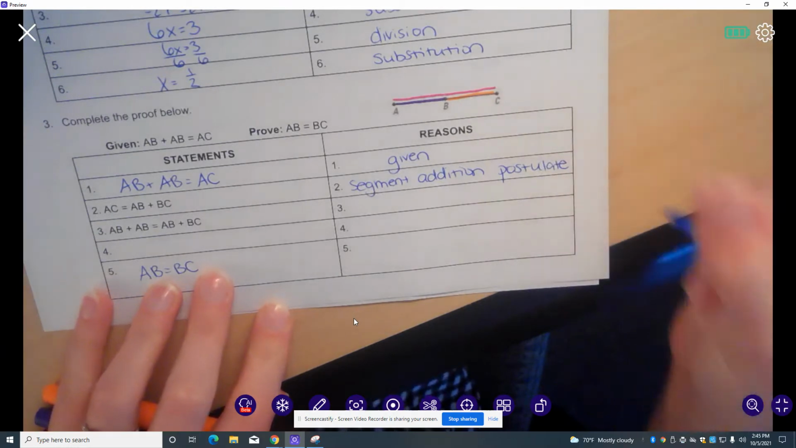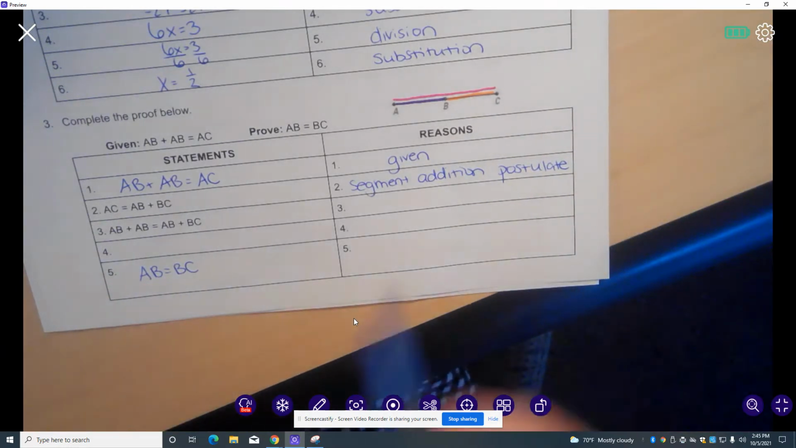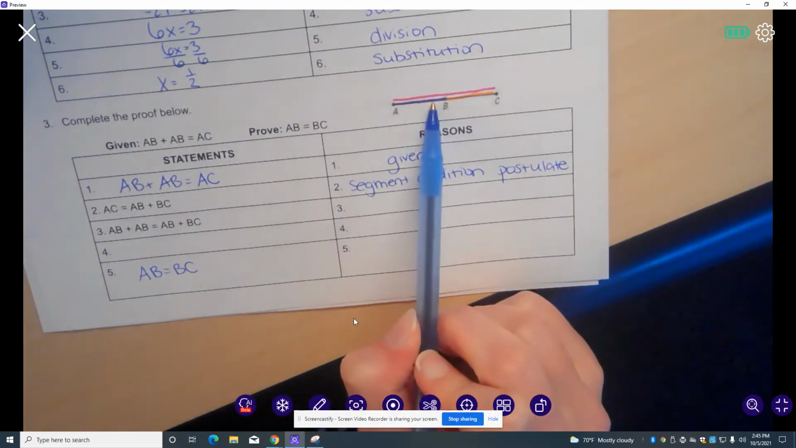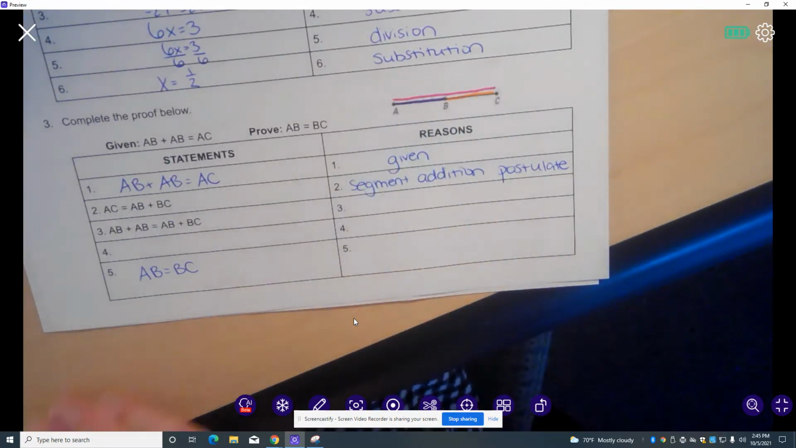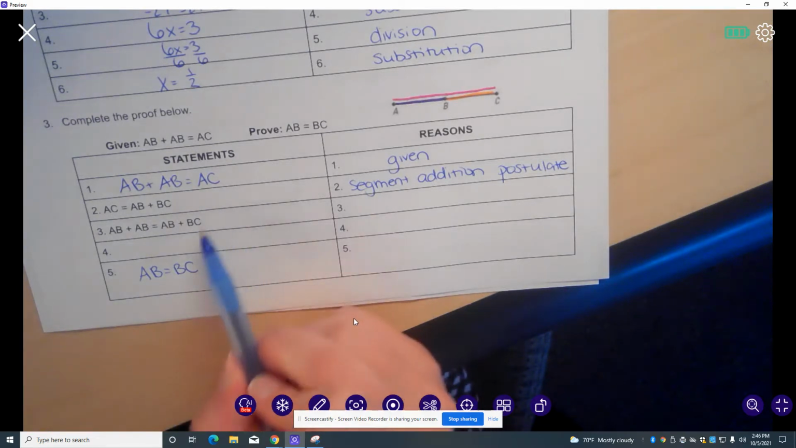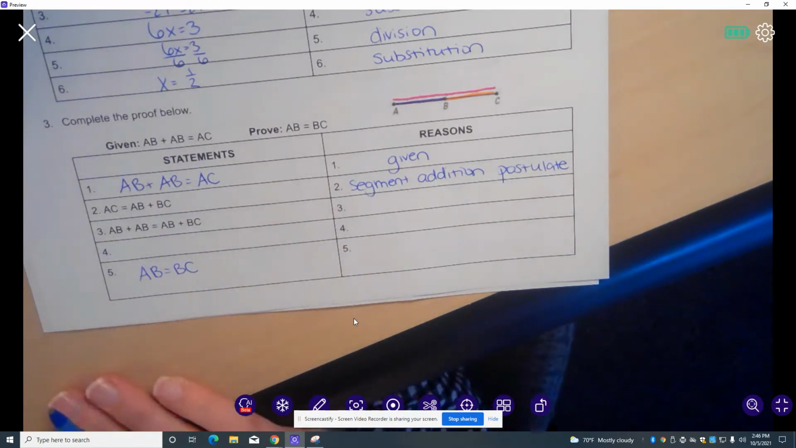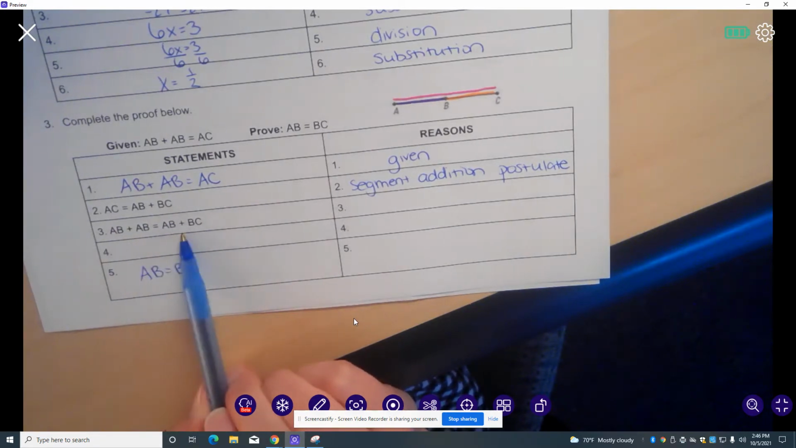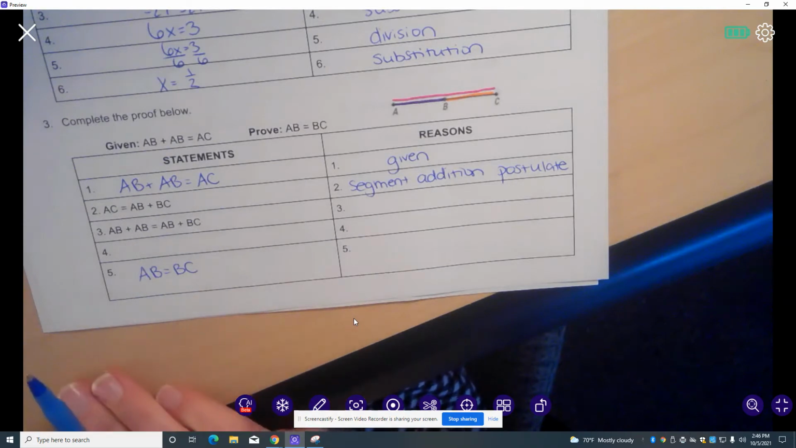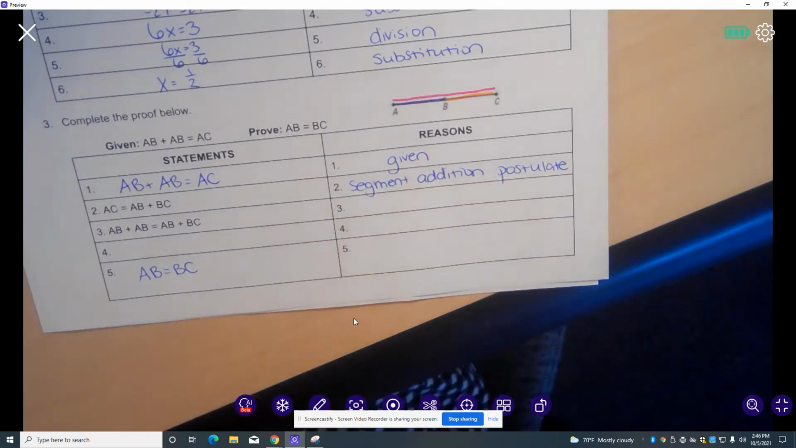Or SAP, you could call that. Anytime you're adding two segments that are next to each other to equal their whole, you're using the segment addition postulate. Moving on to statement 3, I'm noticing this is not going to be a segment addition postulate because neither side of my equal sign is a whole.